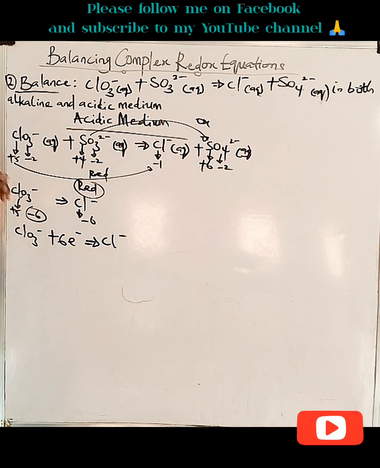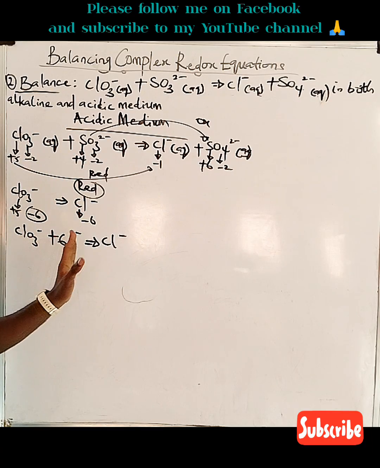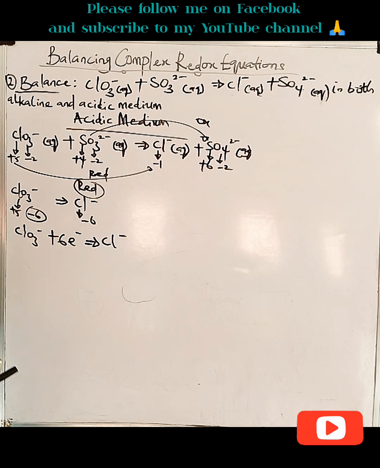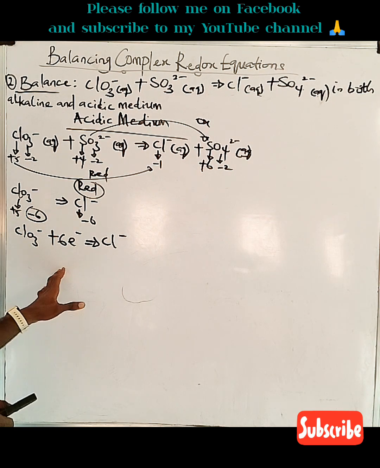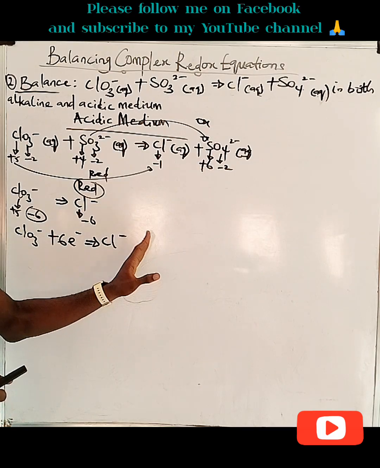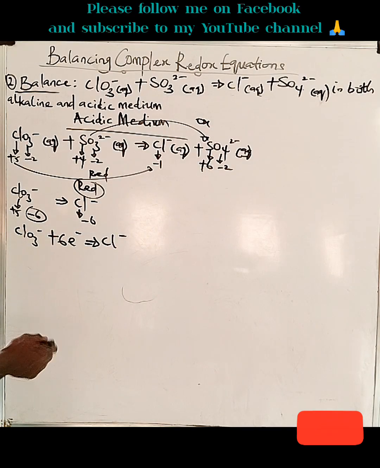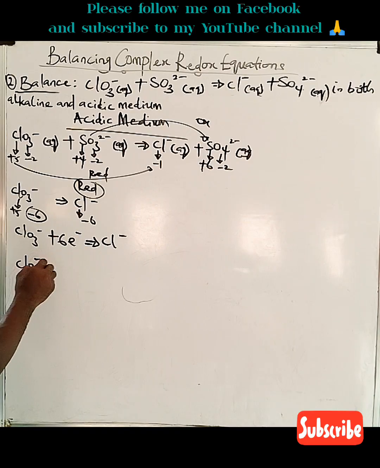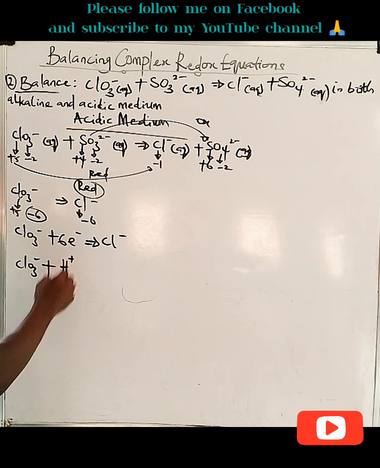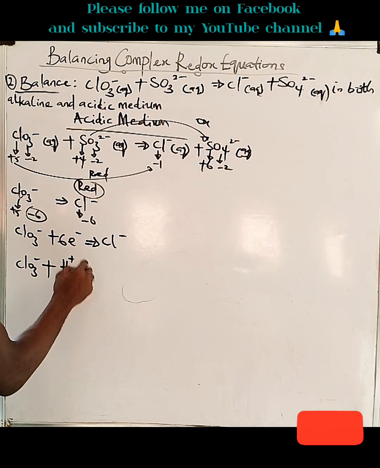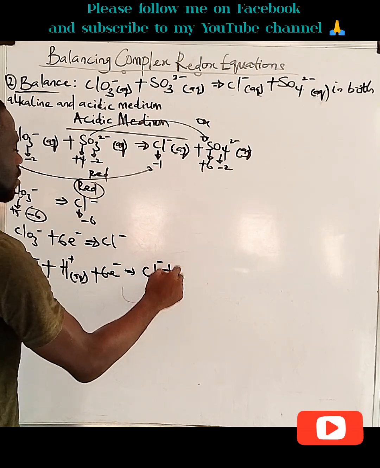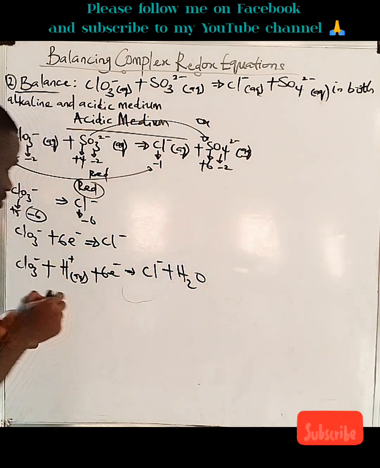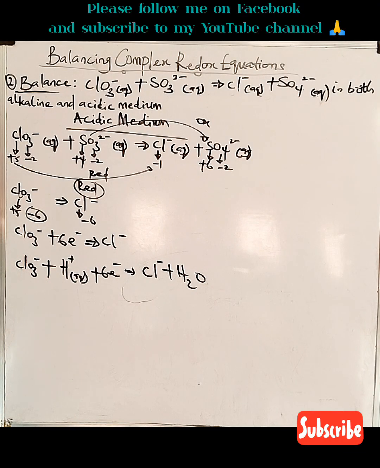So how do we do that? When it comes to reduction under acidic medium, how do we balance stuff like this? For reduction under acidic medium, don't forget, we add hydrogen ion to the reactant end, and then we add water to the product end. So that's what we're going to do right away. ClO3 minus, aqueous, plus hydrogen ion, aqueous, plus 6 electrons equals Cl minus, aqueous, plus water. So we're going to look for a way to balance this. Let's see if you can easily balance this.